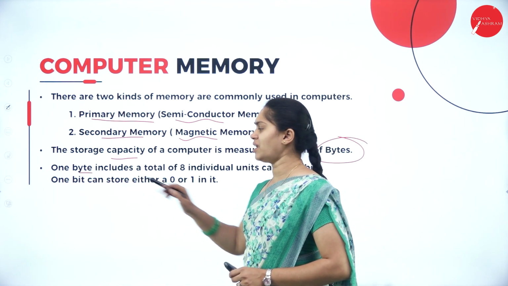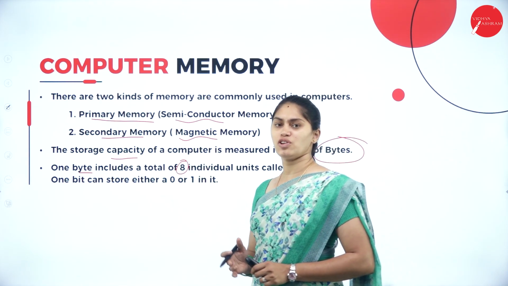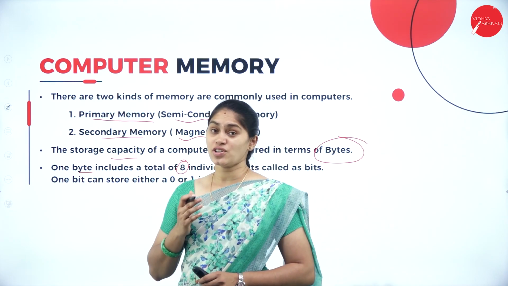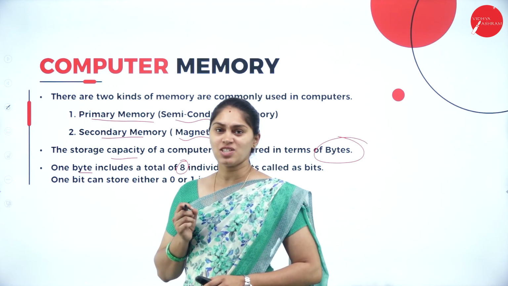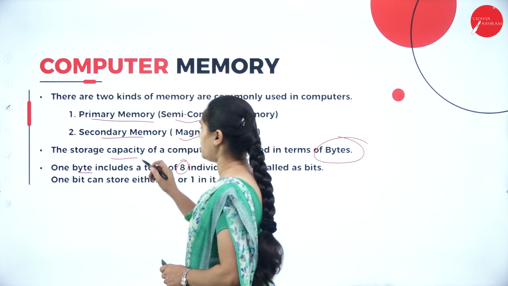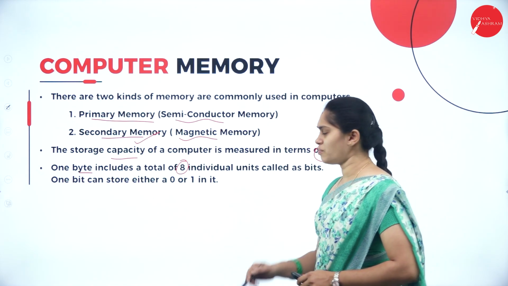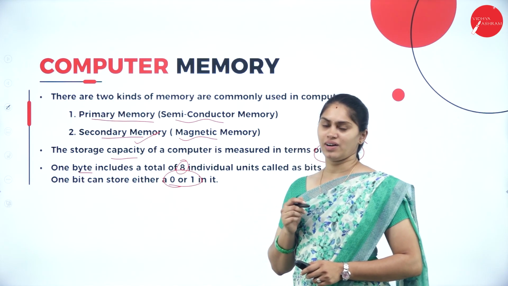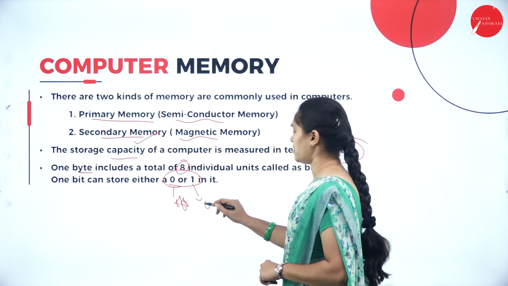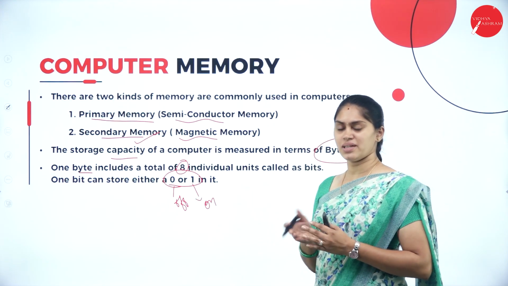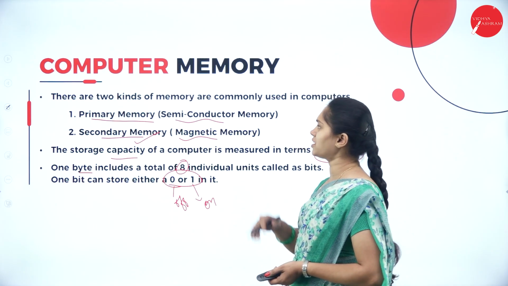Mainly, 1 byte is a collection of 8 individual bits. If it is a collection of 4 bits, then that is a nibble. A collection of 8 bits is considered 1 byte. Then based on how many bytes we have, we represent the storage capacity of the computer. Each bit holds either 0 or 1. If it is 0, that represents off. If it is 1, then that represents on, or it represents the active or passive state of an electronic device. That's all about computer memory.